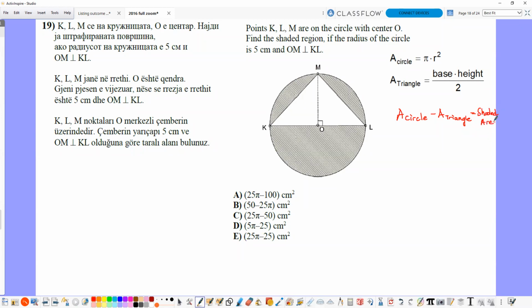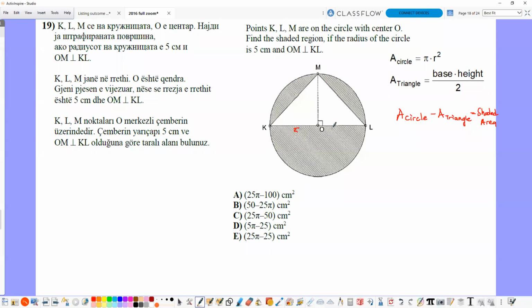Shaded area. So what is the formula for area of a circle? Let me firstly remind you about that one. Here the points K, L, M, N are on the circle with center O. So this is the line. And here, find the shaded region if the radius of the circle is 5.